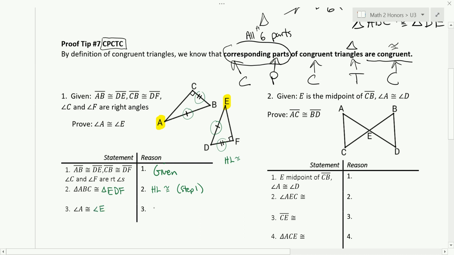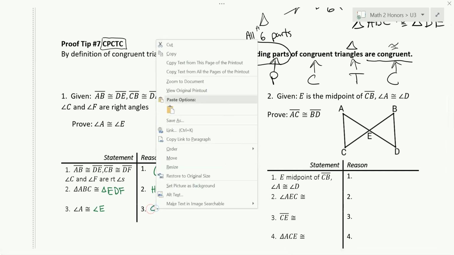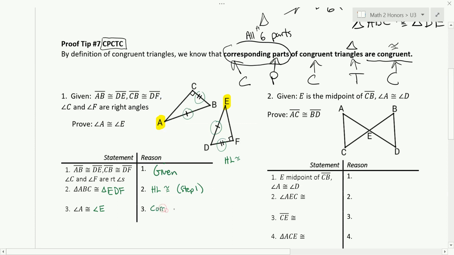It's what our lesson's about. The corresponding parts of congruent triangles are congruent. Okay, so right now that's how you can abbreviate it. Once you know that statement and you're really good with it and you're not going to forget it, then you can transition to CPCTC. Okay, so I'll be writing both of them right now. Eventually, we're going to transition to that.